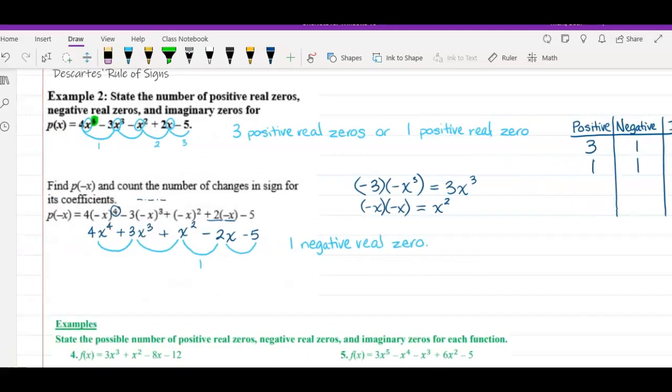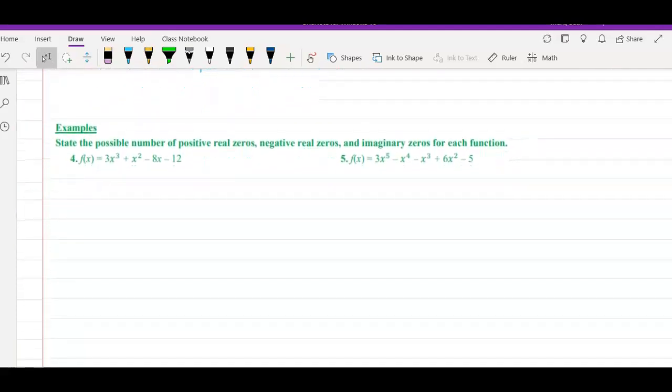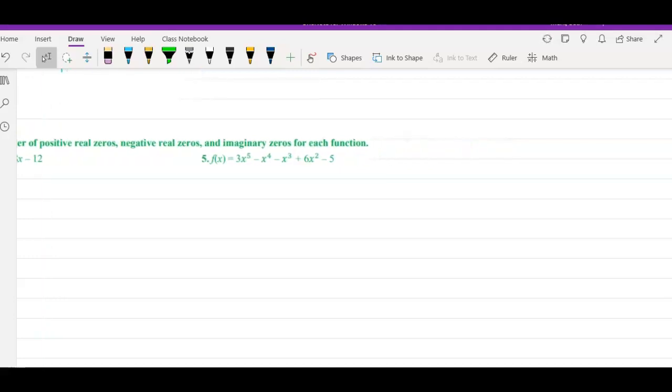All right, let's try another one. Let's try number 5 together, shall we? So looking at positive sign changes, that's 1, negative to negative, negative to positive, positive to negative. So there could be 3 positive or 1 positive.